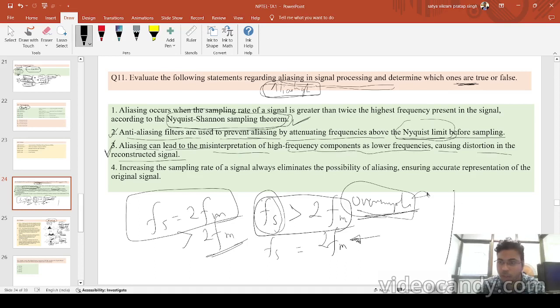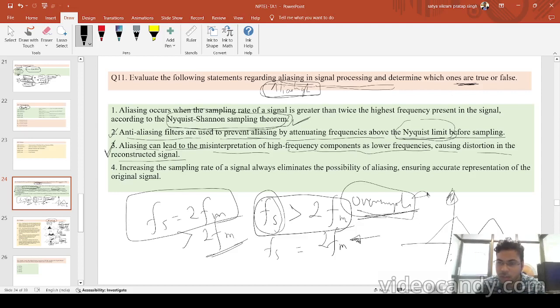Suppose, see in this cursor, how I am drawing that. Suppose this is the frequency component F1, and this is another signal which has a highest frequency component as F2, and suppose this is a central frequency and this is F2. So what frequency will this be? This will be F2 minus Fc.